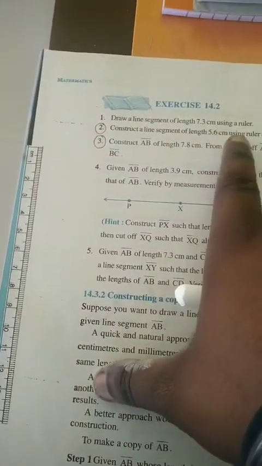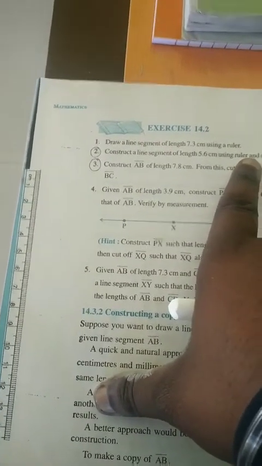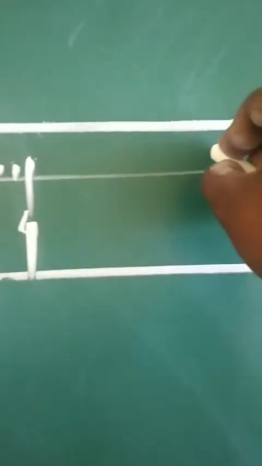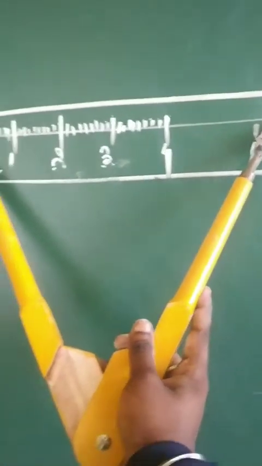Now children, the next question is question number 2. Construct a line segment of length 5.6 centimeter using ruler and compasses. So children, it's not a big deal. Suppose children, 6.5 is over here on this ruler. Suppose for consideration, this is 6.5. So what we need to do is take our compass, and suppose it is set up to 6.5.